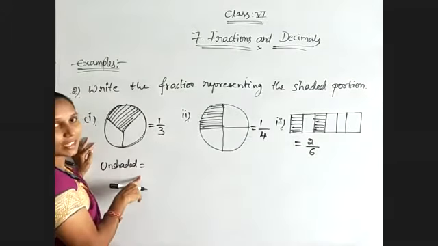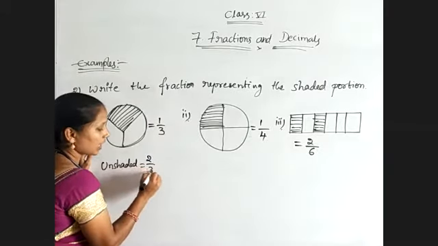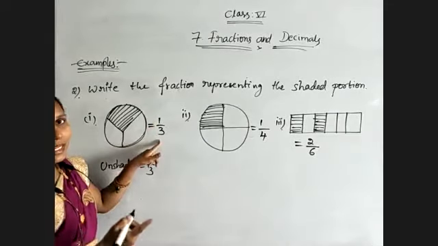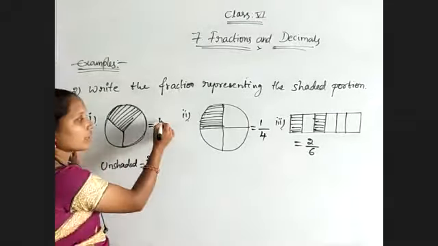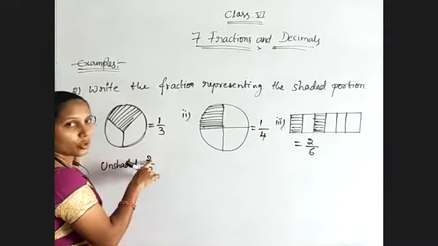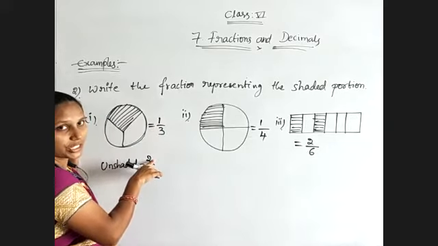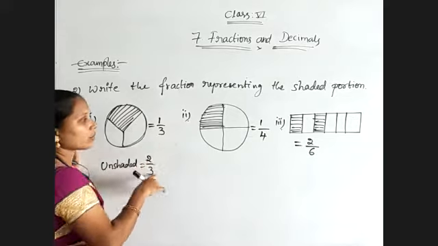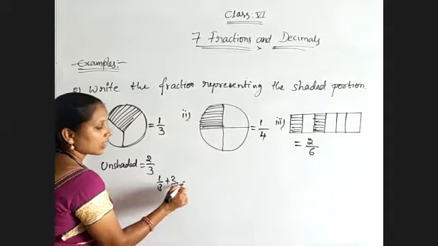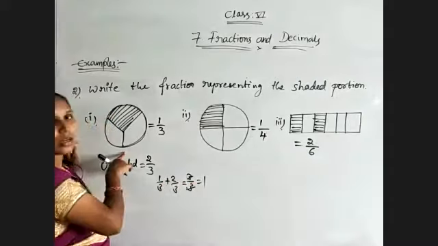If they are asking for unshaded, all these fractions, whatever I have indicated, those are for shaded portions. If they are asking for unshaded fractions: 2 out of 3 equal parts. Just observe, 1 is shaded out of 3. The remaining 2 are unshaded. Total parts are 3. Out of that, 1 is shaded, 2 are unshaded. If you add both, you will get 1 by 3 plus 2 by 3. That is 1 plus 2, 3 by 3. 3 will get cancelled, 1 whole.